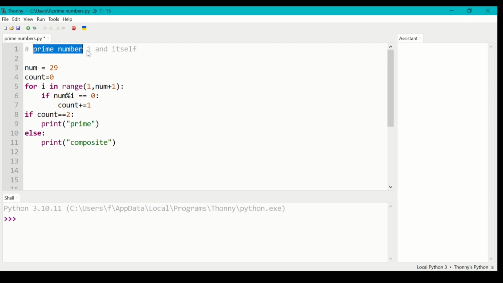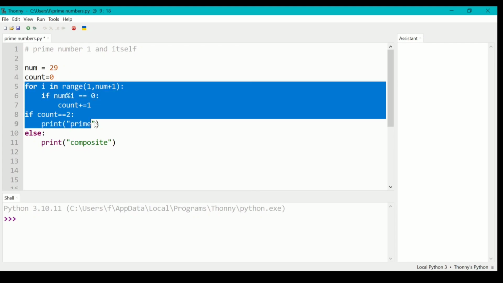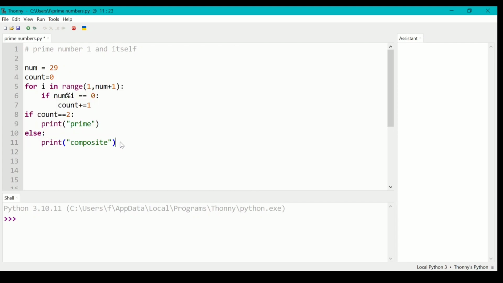A prime number, by definition, should have only two factors, that is 1 and the number itself. If it has only two factors, then only such a number is called a prime number. If the factors exceed more than 2, then it will be considered a composite number. For that reason, we are going to use this logic to determine whether a number is prime or composite.